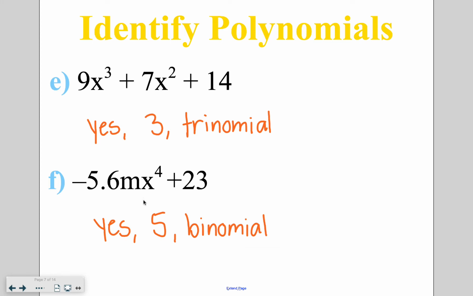Once again, this is a yes. When I look at my exponents, I've got 1 and 4, which gives me 5 as my highest degree, and then it is a binomial because there are only 2 pieces.